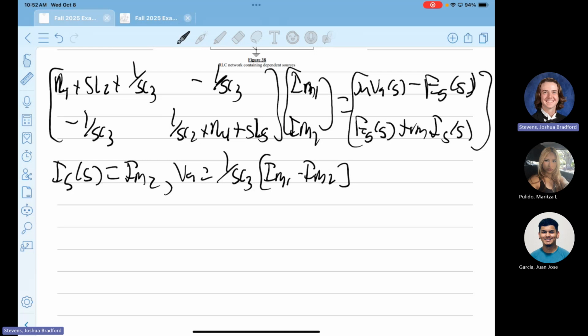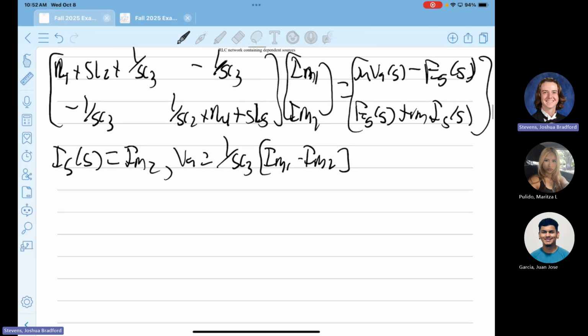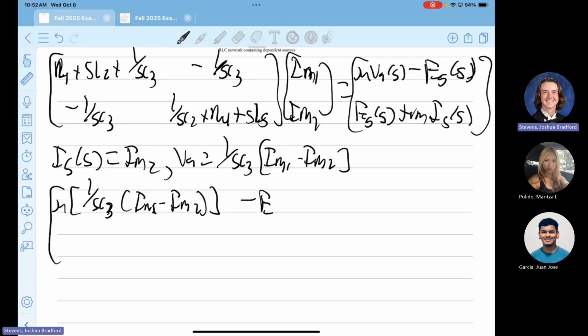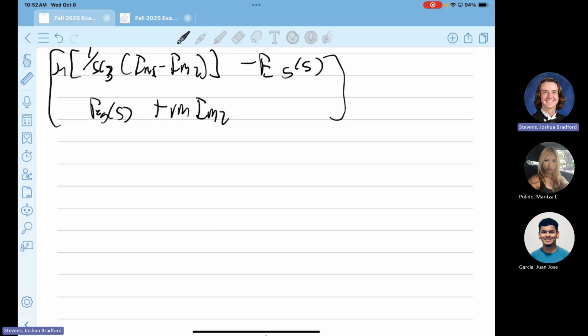I'm going to put everything into one expression and then separate it out. All right, so we then have to substitute. So mu times VA. Found out VA is S1 over SC3 times IM1 minus IM2, and then EG of S. That's pretty easy. EG of S. And then plus RM IM2. So now I'm going to separate it in terms of dependent and independent. So then here we have a negative EG of S.